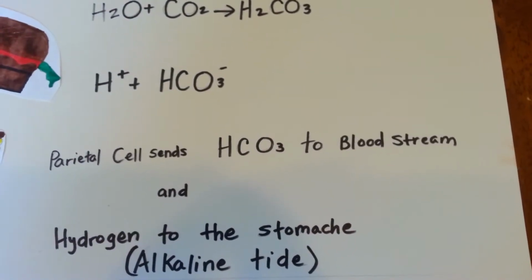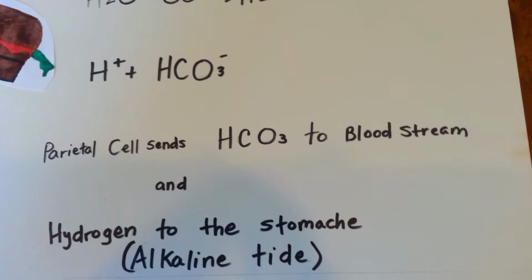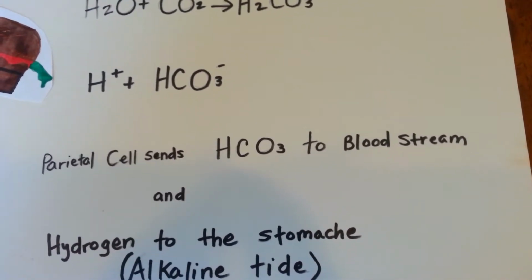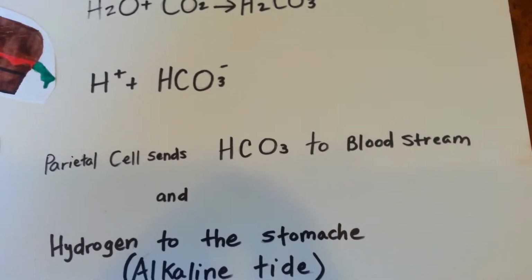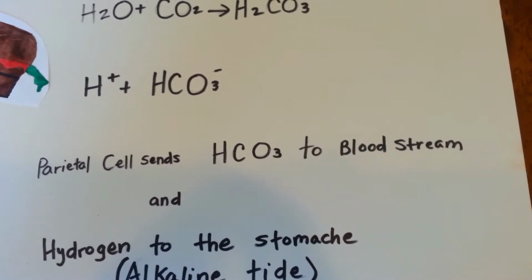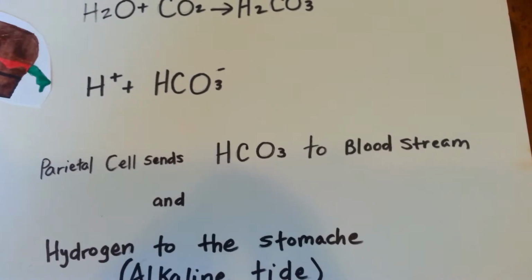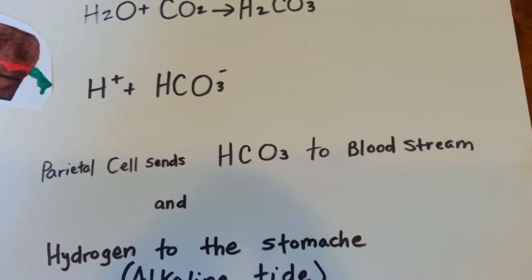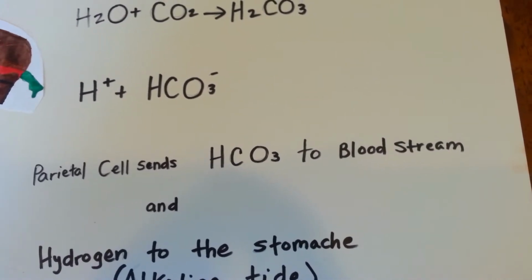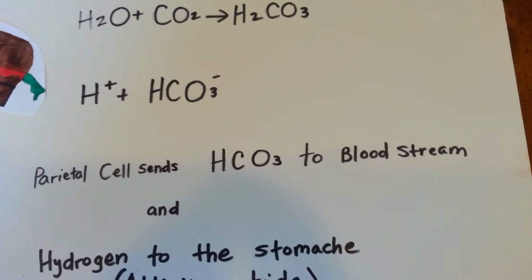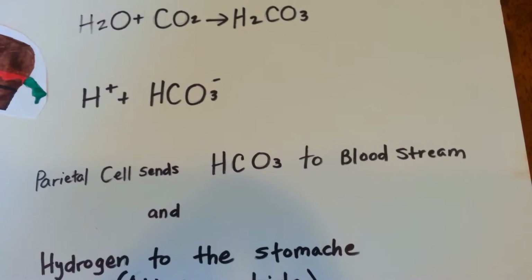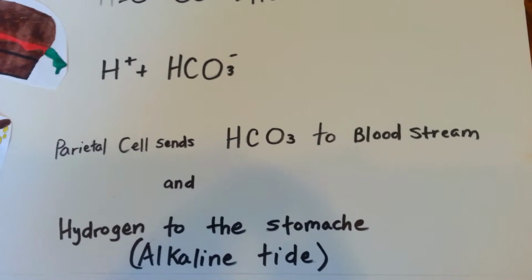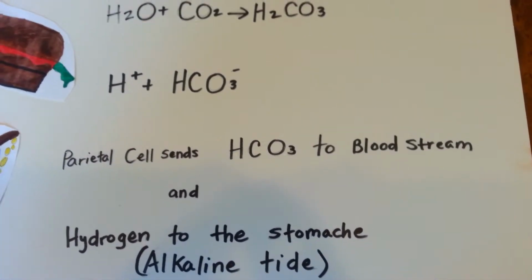During the gastric phase, carbon dioxide is mixed with water to make carbonic acid from blood. Carbonic acid converts to hydrogen ions, which is acidic, and bicarbonate ions, which are basic. To prevent buffering, the parietal cells send bicarbonate ion into the bloodstream and hydrogen ion into the stomach lumen. Hydrogen ions reduce the pH of the stomach. Bicarbonate raises the pH of the blood. This is called the alkaline tide.